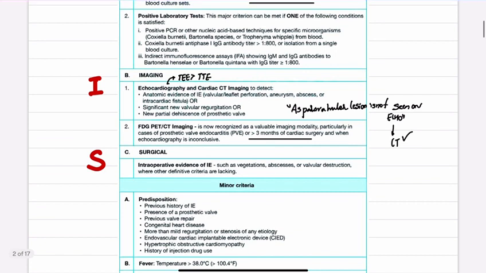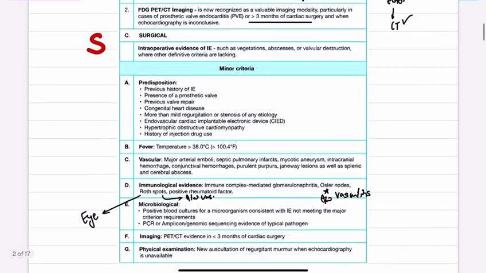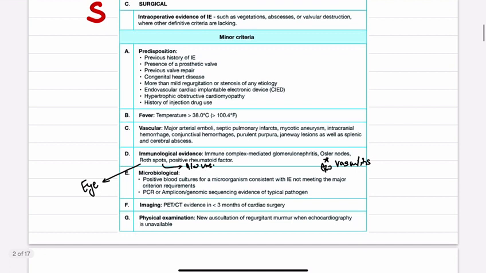For the surgical criteria, if someone is doing the surgery and you find intraoperative evidence like vegetation or abscesses, then you will go with this. For the minor criteria, the predisposition to infective endocarditis, like previous history, presence of prosthetic valve, and fever more than 100.4 Fahrenheit. For the vascular, you have to see many things like Janeway lesion. You have to remember that Janeway lesion is included in the vascular part.